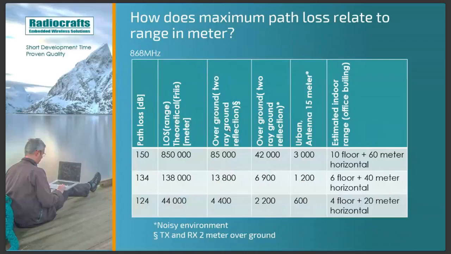First I have this line-of-sight range, which is a theoretical range based on what is known as the Friis equation. And this, again, shows fantastic range. For LPWAN it could be 850,000 meters, or 850 kilometers. And we could have like 44 or 138 kilometers in different modes. We do see some examples of measurements that are close to this.